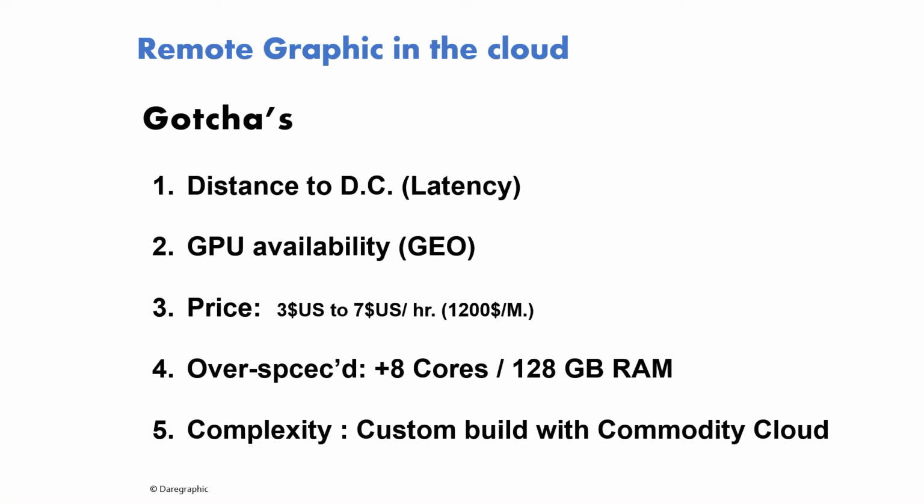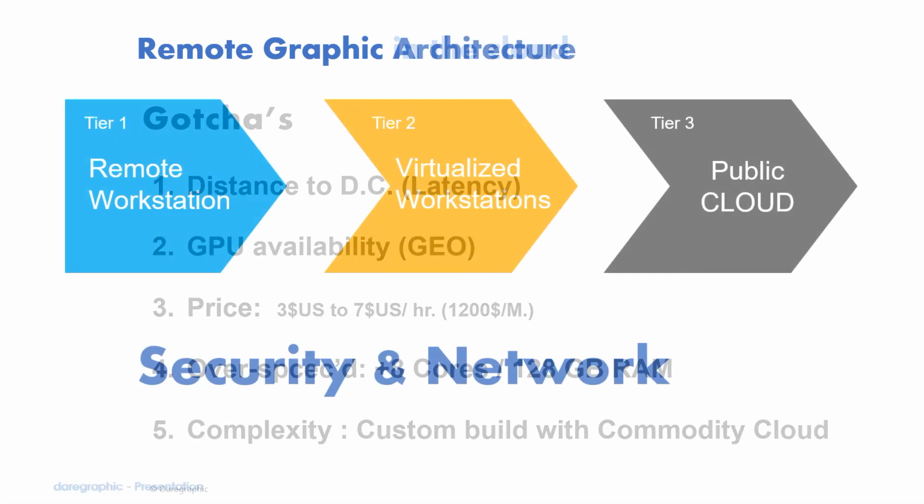The majority of workstation users will use between 32 and 64 gigs of RAM. Many cloud instances will offer 128. Not sure why, but this is the reality. And again, if you want to build it yourself completely from scratch, it's a bit complex. It's a bit more complex than you might think.